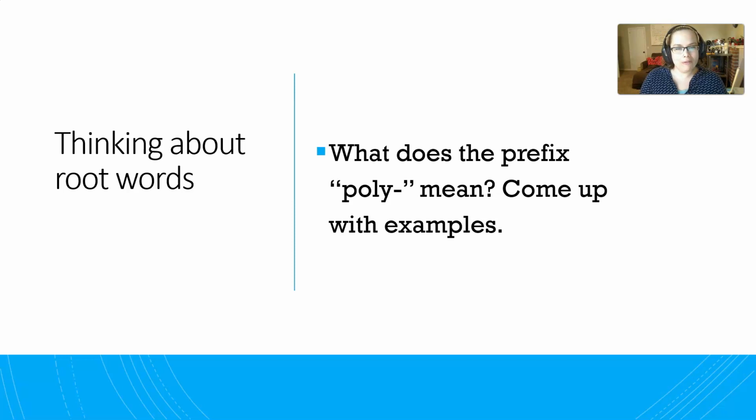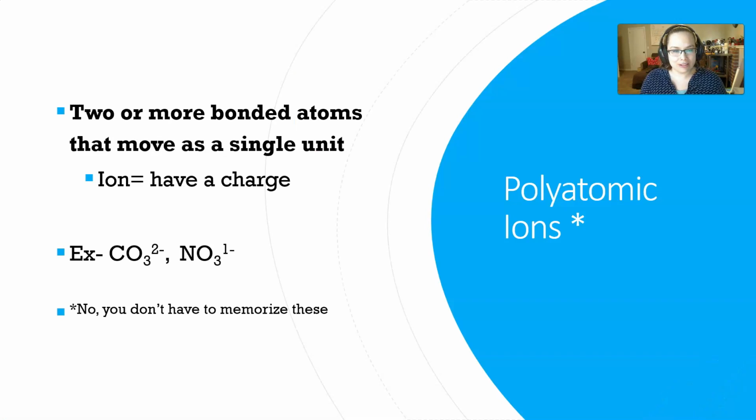And if you think about all of those terms and what they have in common, it's that usually they're referring to things that are multiples. So the prefix poly actually means many. So a polyatomic is two or more bonded atoms that move as a single unit, or multiple atoms that move around together. It's called an ion because ion is the term for a molecule or an atom that has a charge. So polyatomic ions are groups of atoms that stay together and move around with a charge.